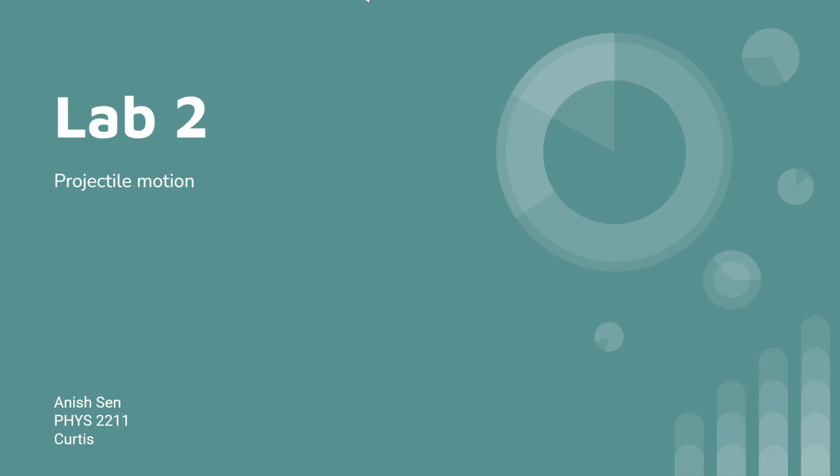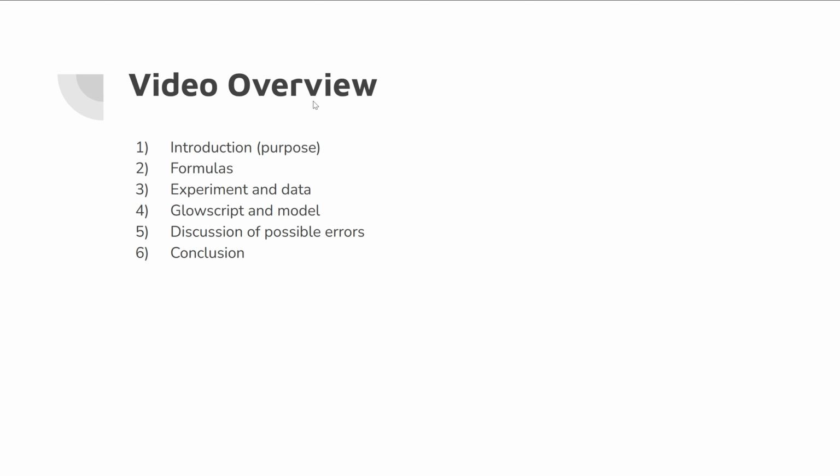I'm Anish, and this is my Lab 2 projectile motion for Physics 2211. So our video will go over the introduction, which is the purpose of the lab, some formulas we use, the experiment and the data we got, our GlowScript code and our GlowScript model, the discussion of possible errors, discussion in general, and our conclusion.